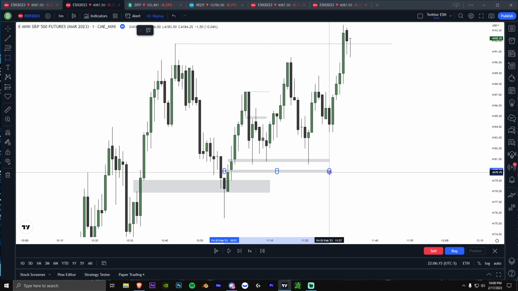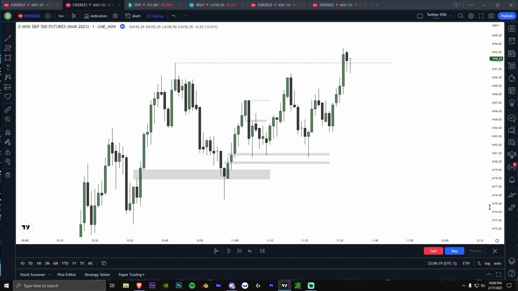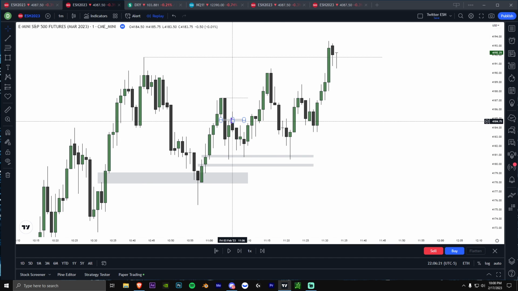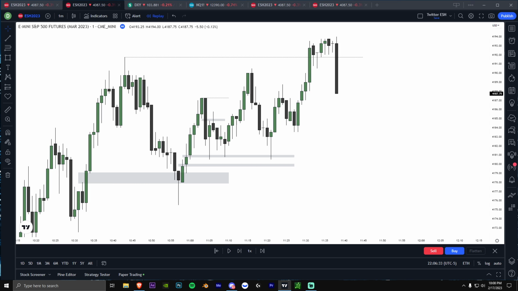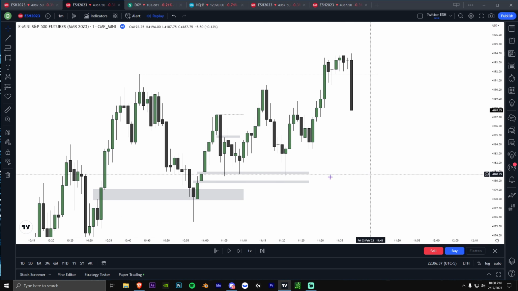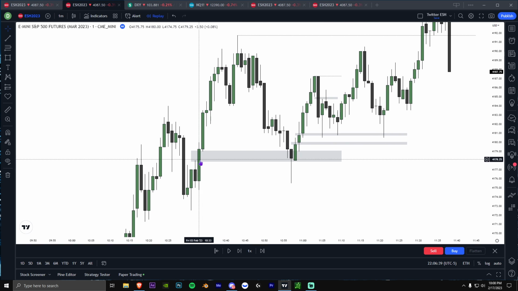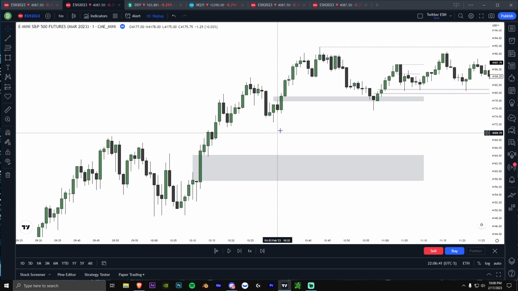Yeah, that's a good point. And we also have this volume balance here, which would have probably scared me out. This probably would have been my confirmation entry. 4,105. Goes about 5 points, so that's a 5-handle move. My stop would have been a break even. I would have gotten stopped there in that one. Down here. Down here.